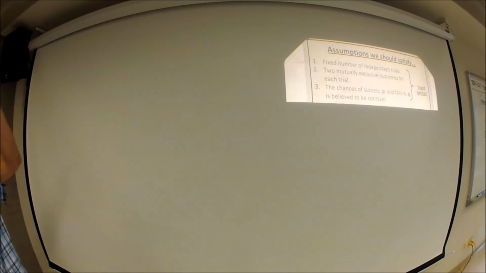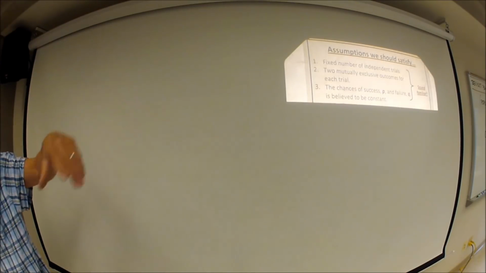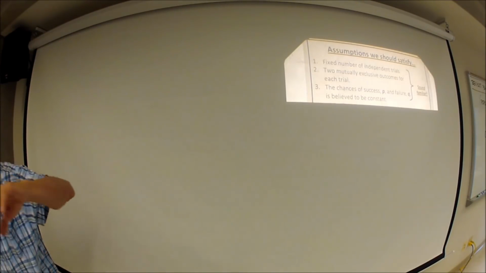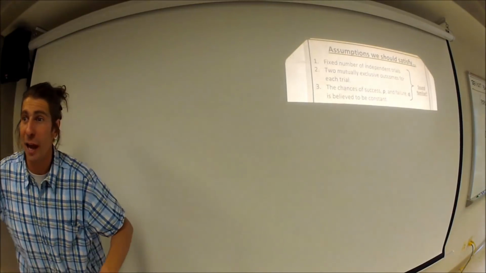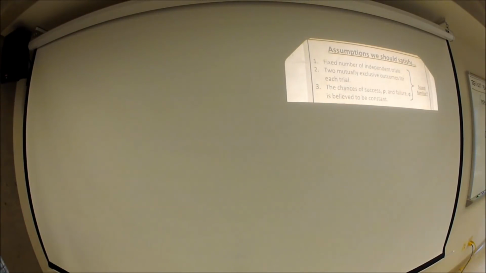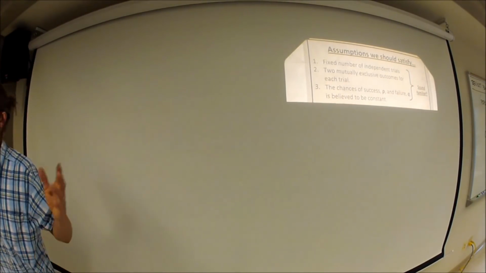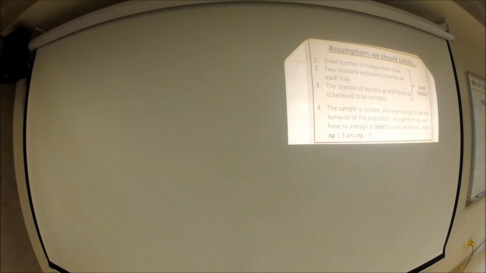So you've checked off, yes, it's a fixed number of trials. Yes, Gallup did 1,544. Okay, boom. 2 mutually exclusive outcomes. Yes, either I approve or I do not approve. Chances of success and failure are believed to be constant. We have no reason to think they're not. This one's a little bit tricky. You have to have enough data.